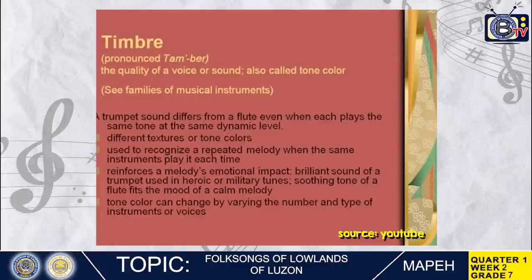Timbre. The quality of a voice or sound, also called tone color. A trumpet sound differs from a flute even when each plays the same tone at the same dynamic level. Different textures or tone colors. It's used to recognize a repeated melody when the same instrument plays it each time. It reinforces a melody's emotional impact. Tone color can change by varying the number and type of instruments or voices.